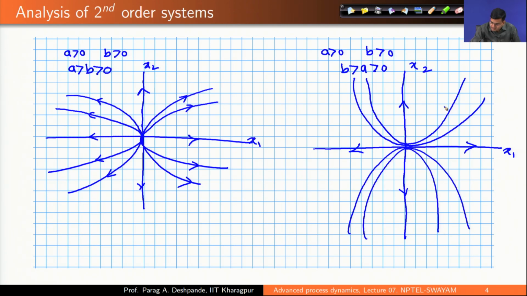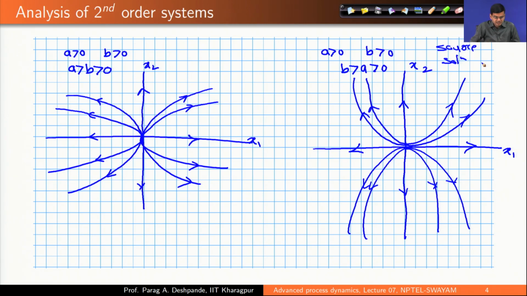and again this would be the direction of the time. So, this is also a source solution.